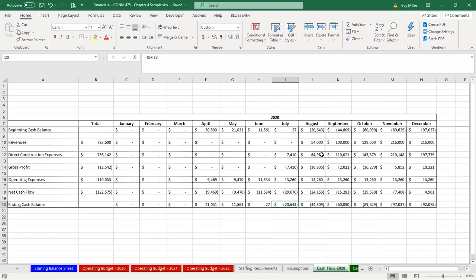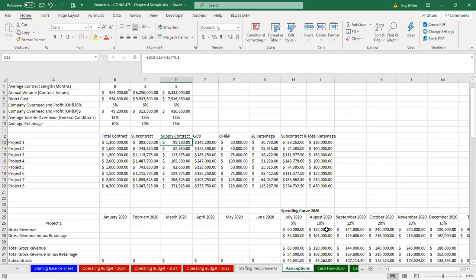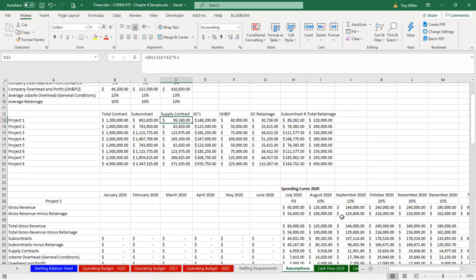Now let me just tell you something really quickly here. As I'm doing this cash flow, I'm not looking at this from that accrual accounting position. I am trying to identify exactly how my outflows and how my inflows are coming in. So if I back up here to July and this $7,410 of direct expenses, let me come here to my assumptions and show you how I came up with that.